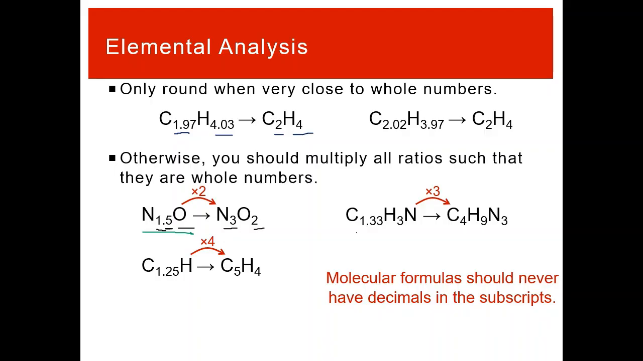If you have, say, a 0.33 or a 0.66, all of those subscripts need to be multiplied by 3. If you have a 0.25 or a 0.75, all of those subscripts need to be multiplied by 4. You won't get anything much more extreme than that, but you're looking at basically a fraction, and you want to get that all into whole numbers. But again, never want decimals in your subscripts.